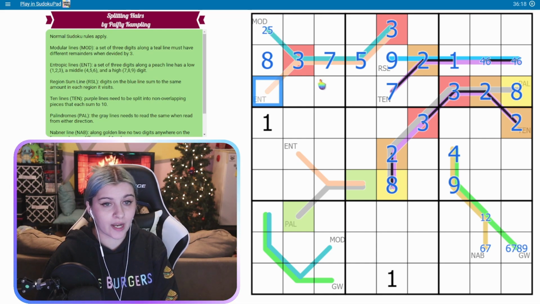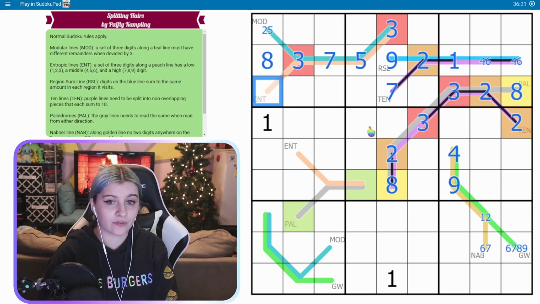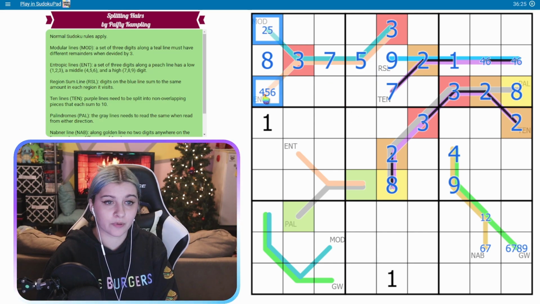Entropic is low, middle, high, which will be the same as this. So this needs to be a 4, 5, 6. All of which are fine. There's no way they can both be 5. But that's okay. All right, more Sudoku.